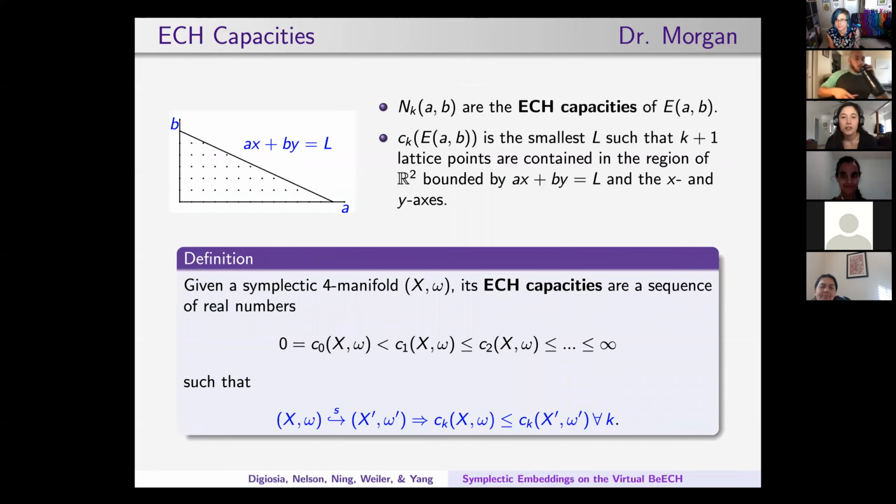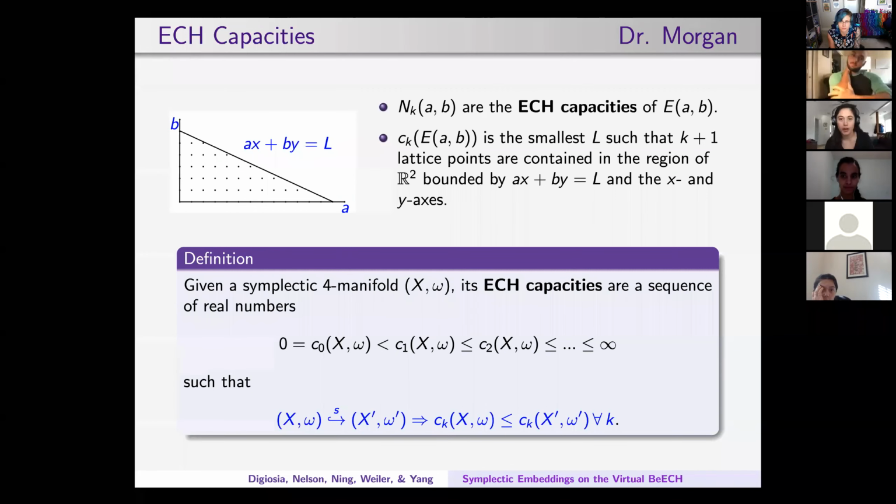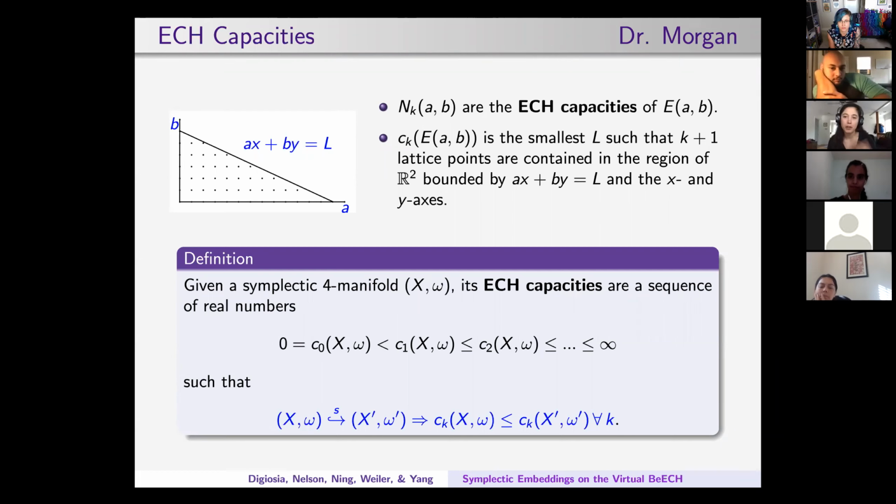Okay, thanks, Leo. So there's this sequence that you can associate to a symplectic 4-manifold called its ECH capacities. That sequence starts with 0 and is indexed by the natural numbers, and c_1 is always greater than 0. c_1 is also a symplectic capacity, as Leo defined them. And then the higher terms c_2, c_3, et cetera, form an increasing sequence, not necessarily strictly, and maybe once one is infinity, all the terms after are infinity.